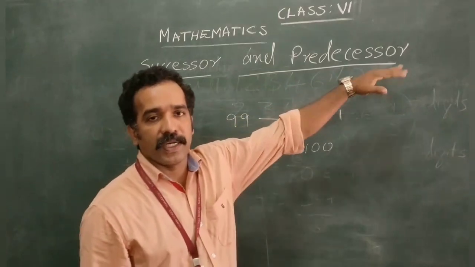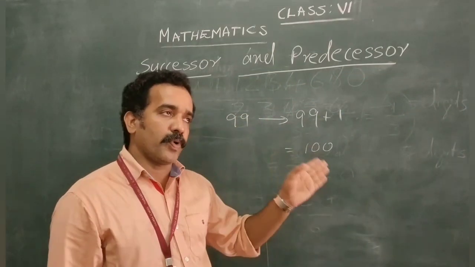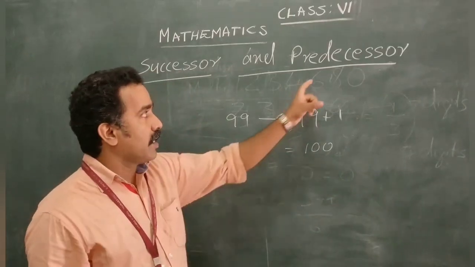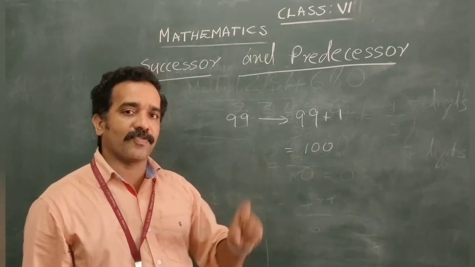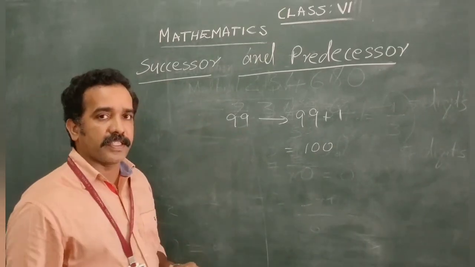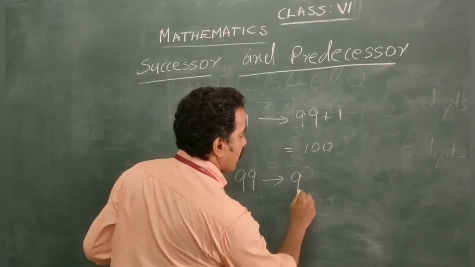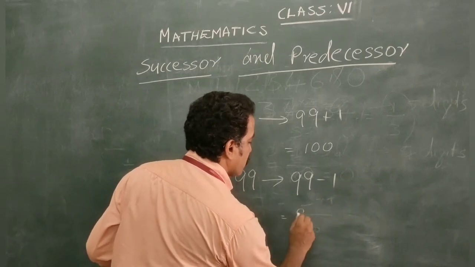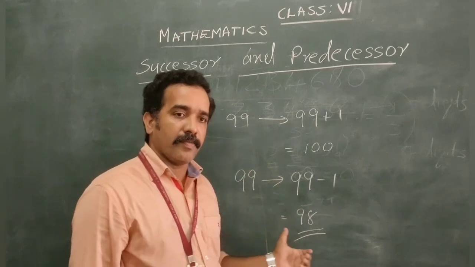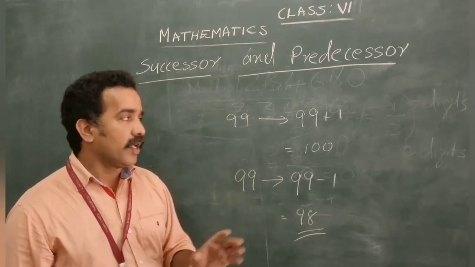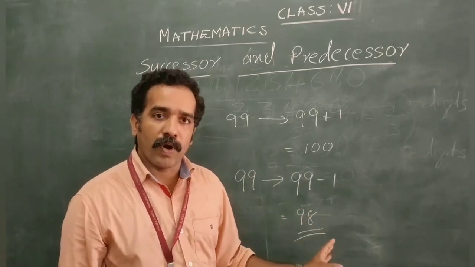Now predecessor. Predecessor means from a number you just subtract, the opposite of successor we can say. That is, to find predecessor, subtract 1, minus 1. For example, predecessor of 99 means 99 minus 1, it gives 98. Predecessor of 98, again minus 1, 97. So any number if you take, to find the predecessor you just subtract 1.